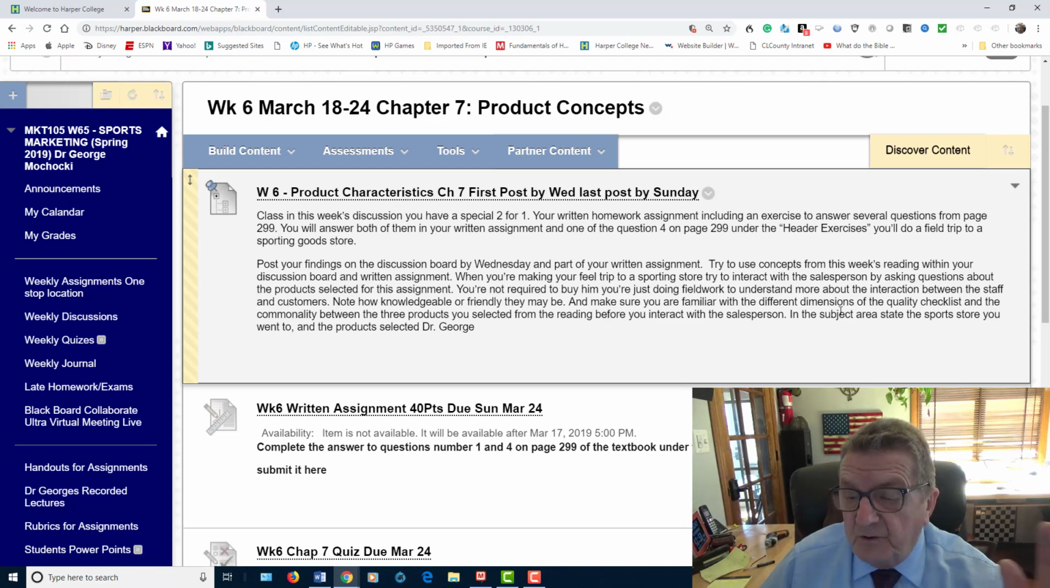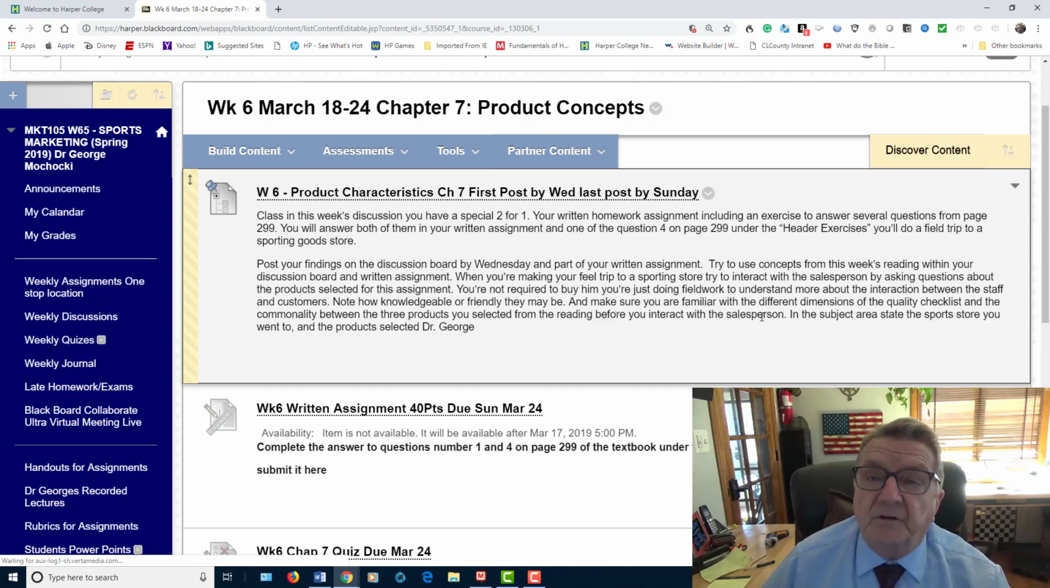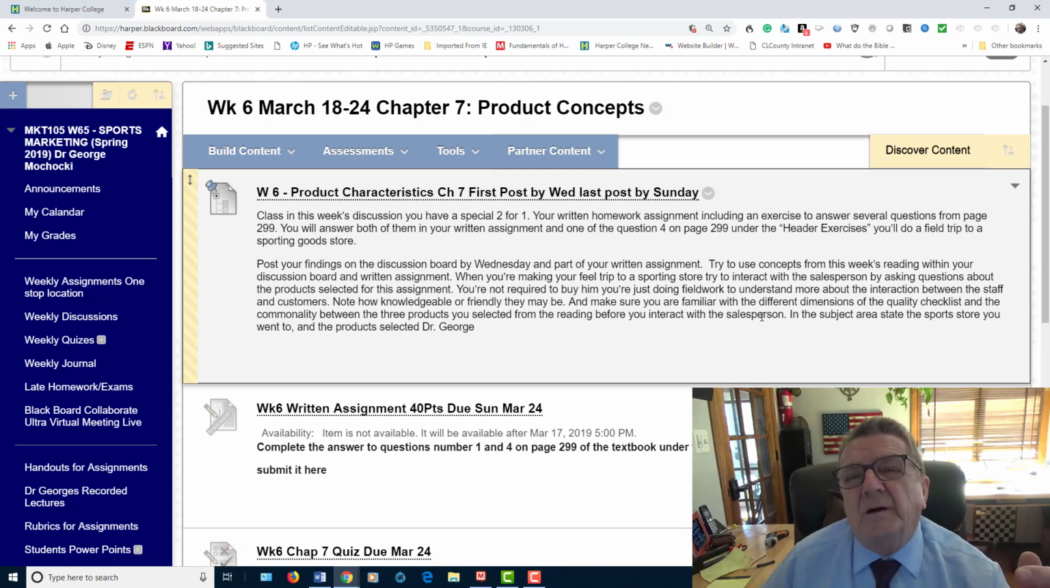Okay, make sure you're familiar with the different dimensions. Use the quality checklist between the 3 products you select from the reading before you interact with the salesperson. So make sure you know what you're going in there for, and hopefully something that you want to buy anyway. And now you're just going to find some information.